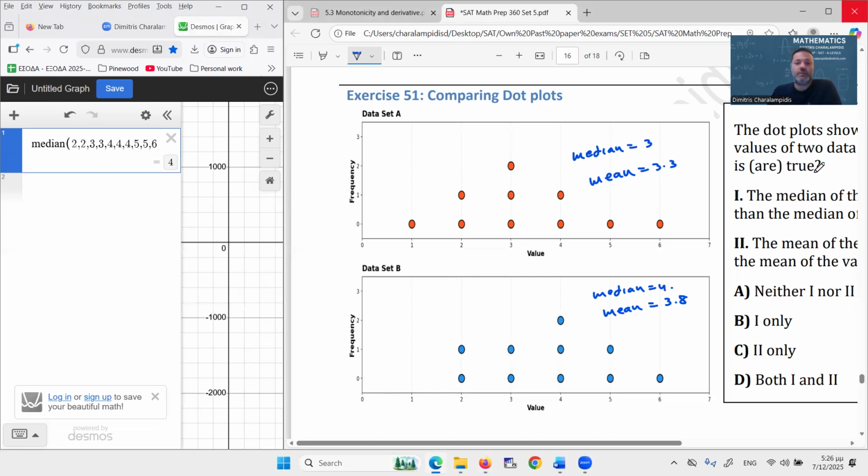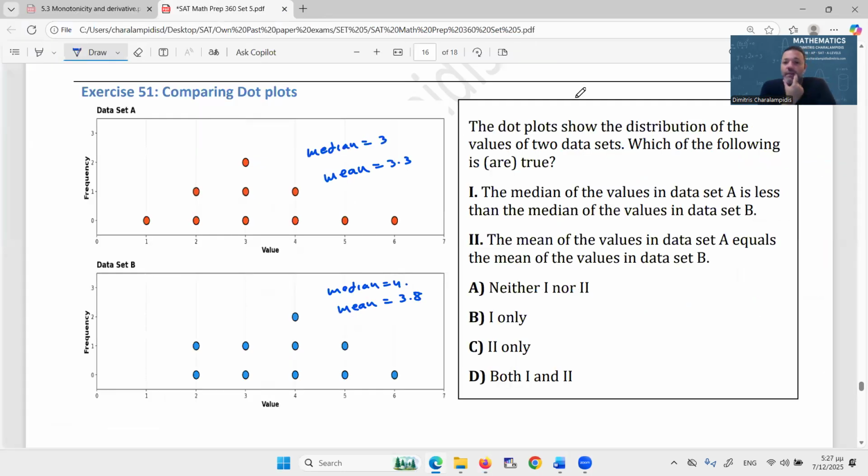Let's see now the correct answer. The median of the values in dataset A is less than the median of the values in dataset B. Yes, that's correct because 3 is less than 4. The mean of the values in dataset A is equal to the mean of the values in dataset B. No, they are different. So this means that only the first one was correct. So the right answer here would have been B.